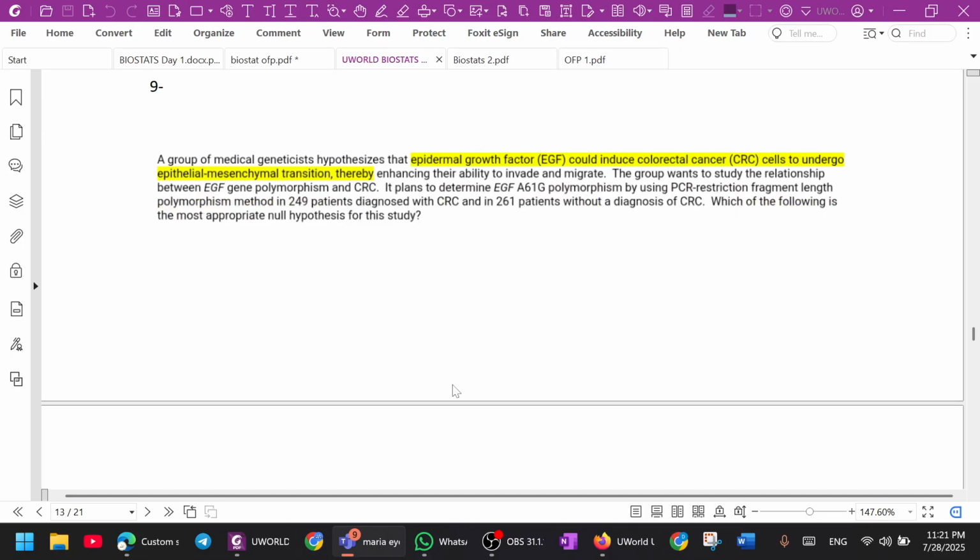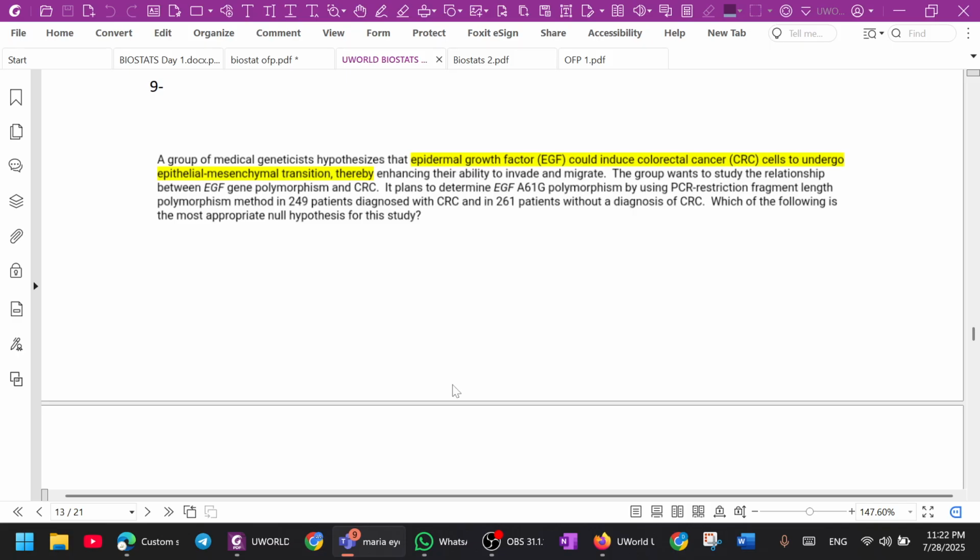A group of medical geneticists hypothesized that epidermal growth factor (EGF) could induce colorectal cancer. EGF could induce colorectal cancer cells to undergo epithelial mesenchymal transition, thereby enhancing their ability to invade and migrate. The group wants to study the relationship between EGF gene polymorphism and colorectal cancer.